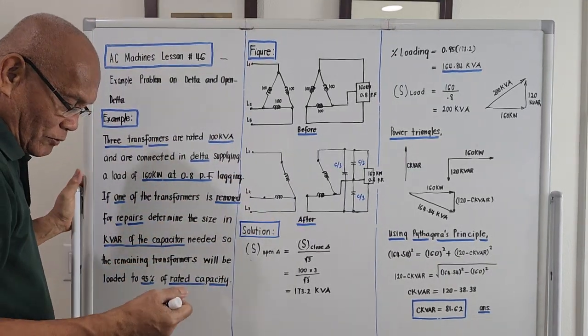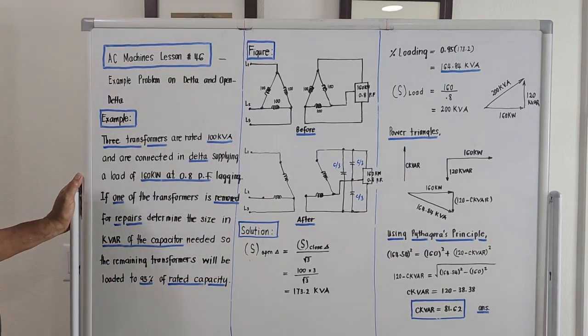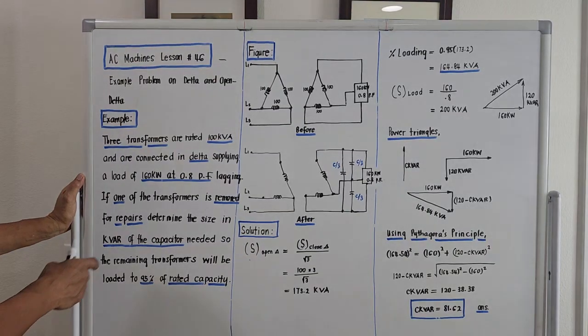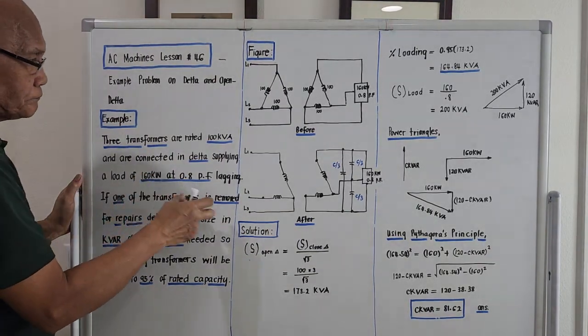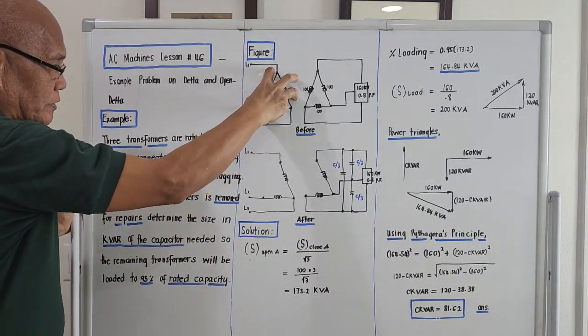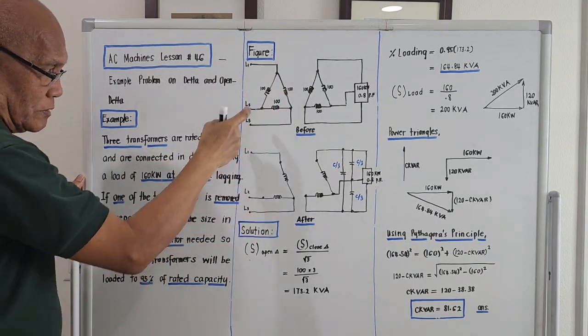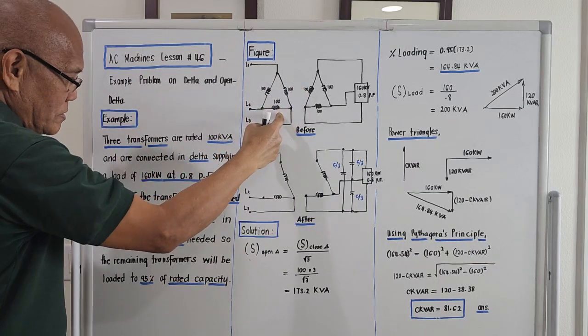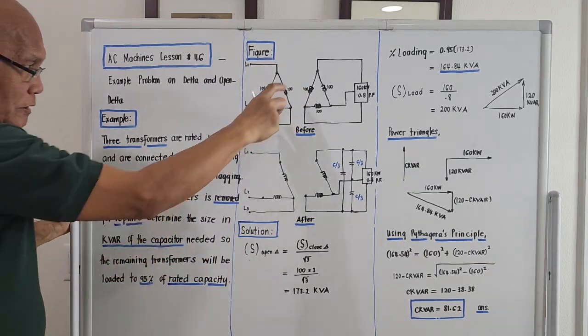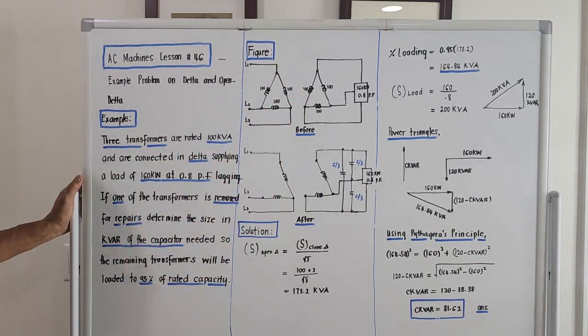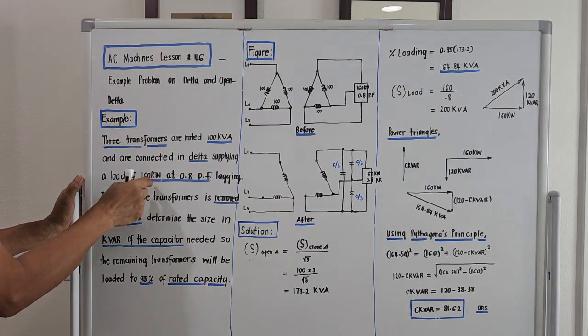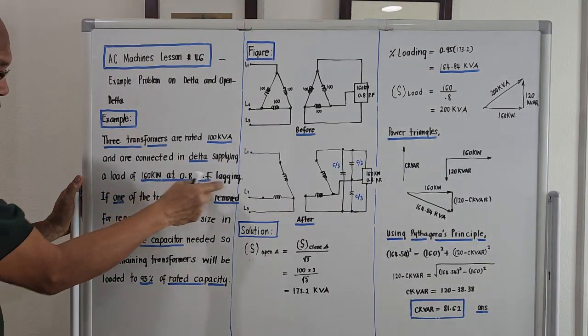I will try to read the problem. Three transformers are rated 100 kVA and are connected in delta. Three transformers, the rating of each is 100 kVA, and they are connected in delta, supplying a load of 160 kilowatts at 0.8 power factor lagging.